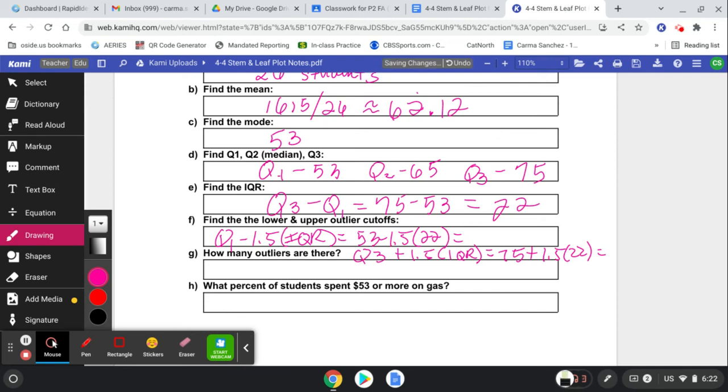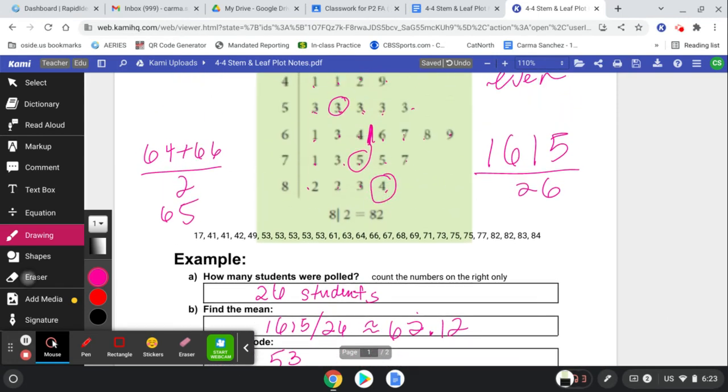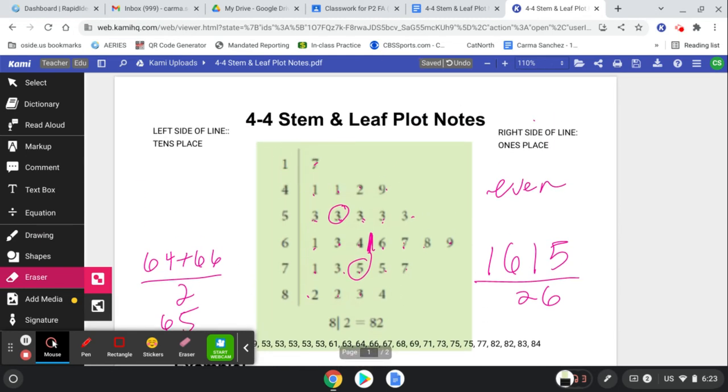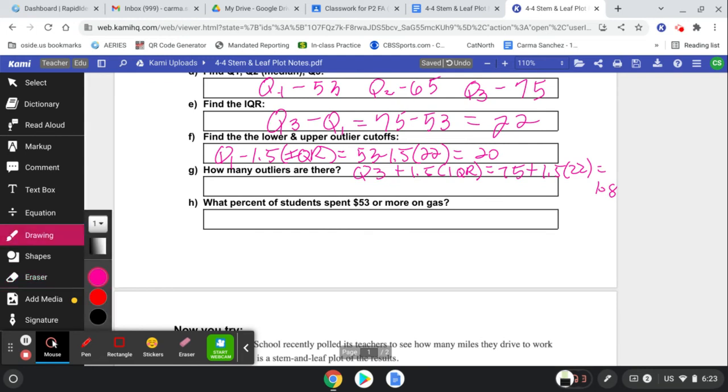Let's go calculate that. 22 times 1.5. So I've got a 33 at the back. So 53 minus 33 is 20. That's my lower outlier cutoff. 75 plus 33 is 108. That's my upper outlier cutoff. So looking at my data, do you see how my highest piece of data is an 84, my max? So there are no upper outliers. My lowest piece of data is 17. So that is an outlier. How many outliers are there? 1. It's the number 17.